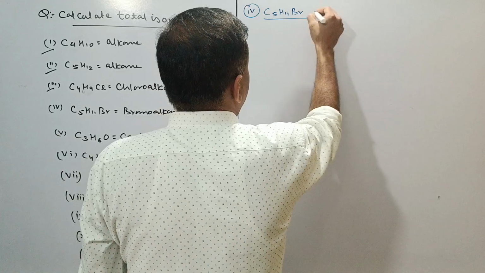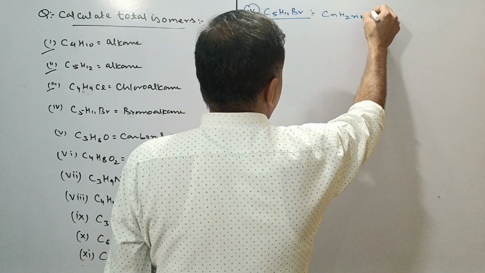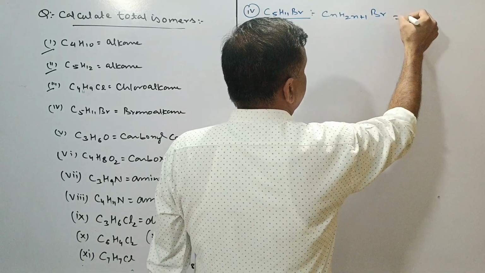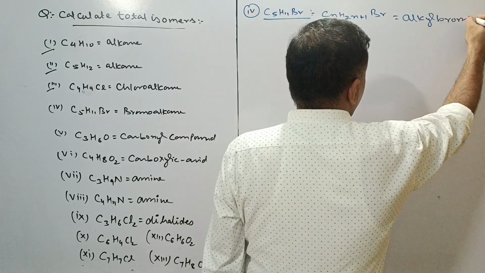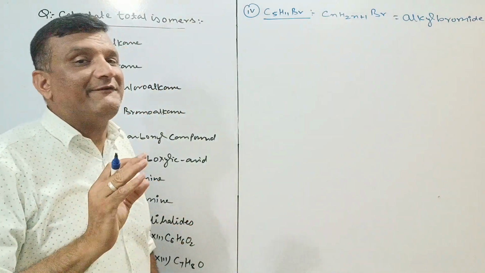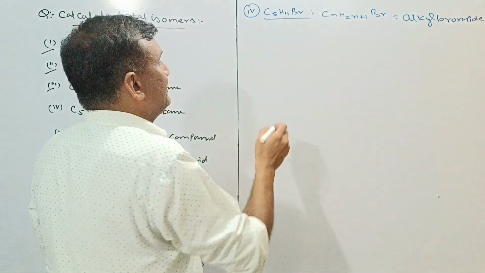C5H11Br. Again it follows CnH2n+1 and this is the Br. This is the alkyl bromide. If you go with this formula, then as we have discussed for 5 carbons, there will be 8 substituents. What are they? Listen to me carefully.